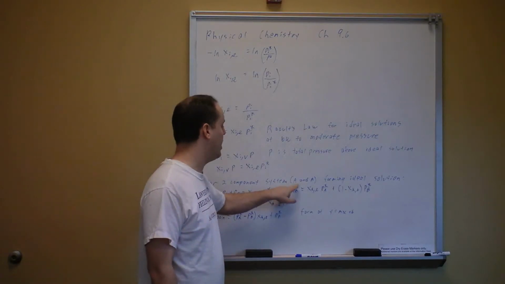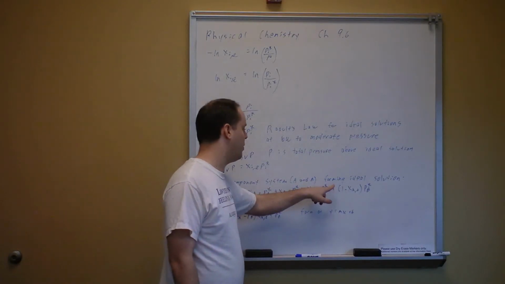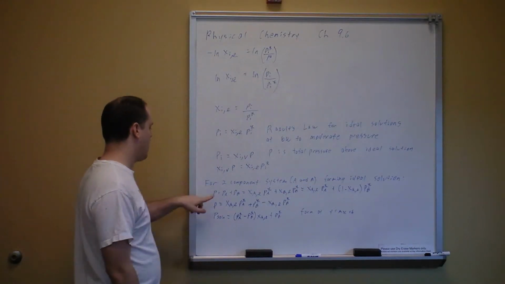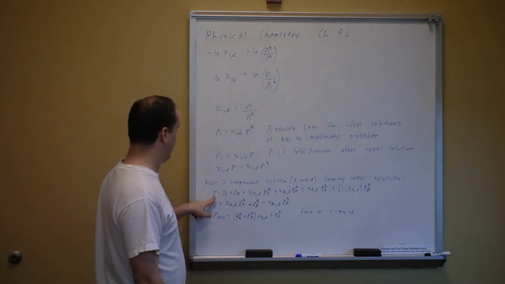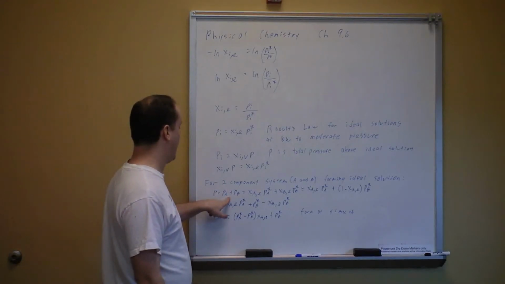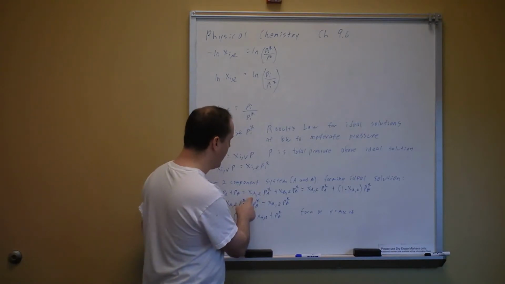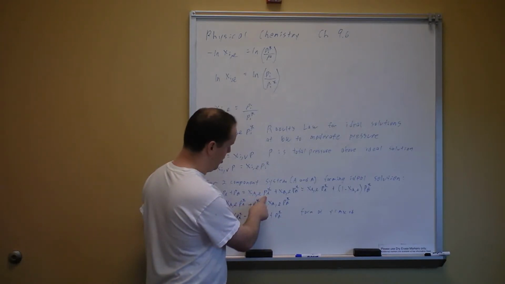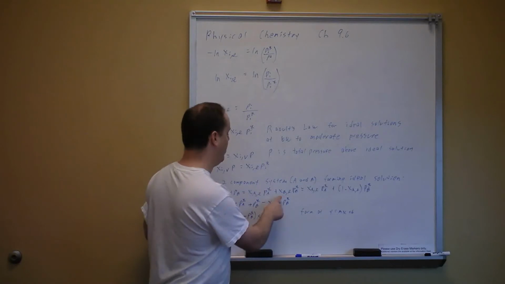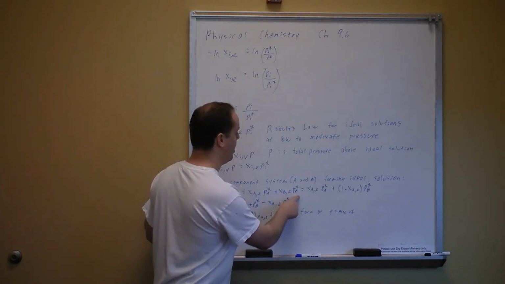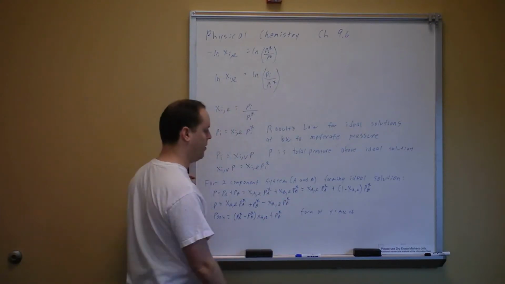We're going to say we have component A and component B without being more specific. Now, we're going to say these two form an ideal solution here. So we know that the total pressure is just equal to the pressure of A plus the pressure of B. And we know that's equal to the mole fraction of A in the liquid phase times the pressure of A unmixed plus the mole fraction of B in the liquid phase times the pressure of B unmixed.